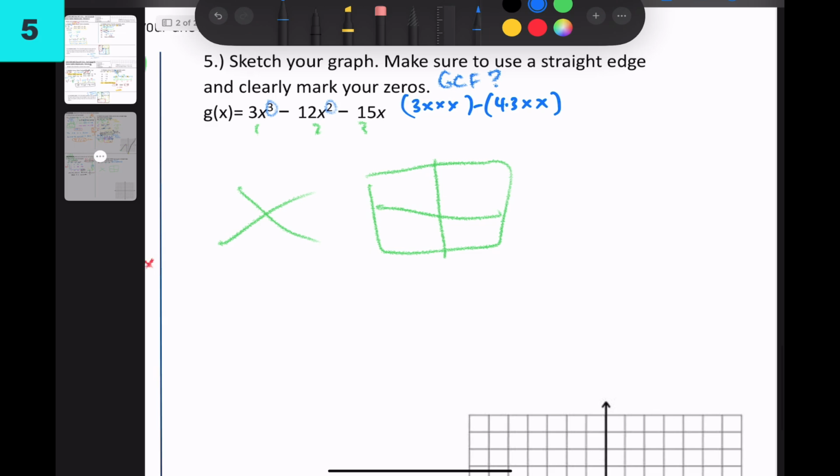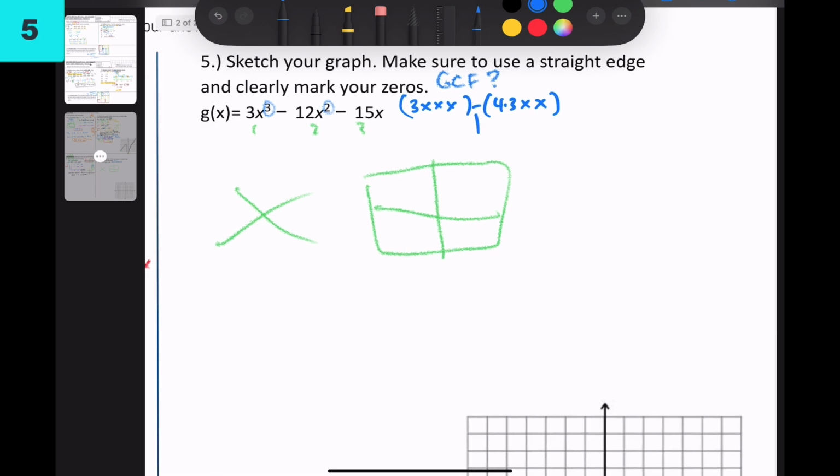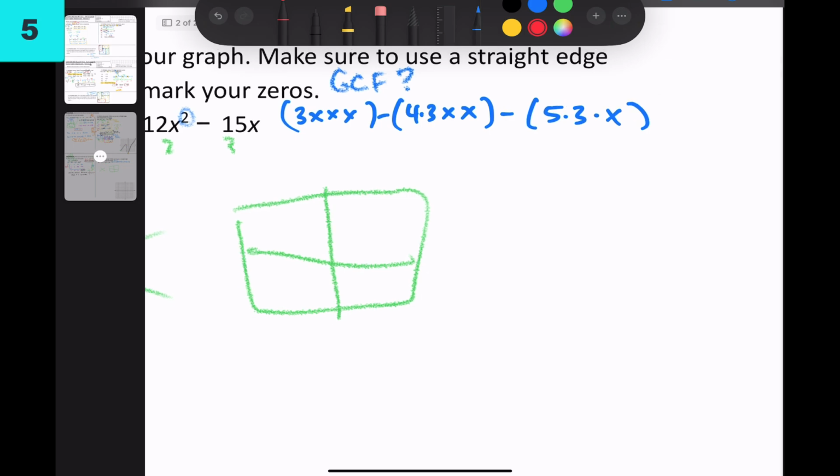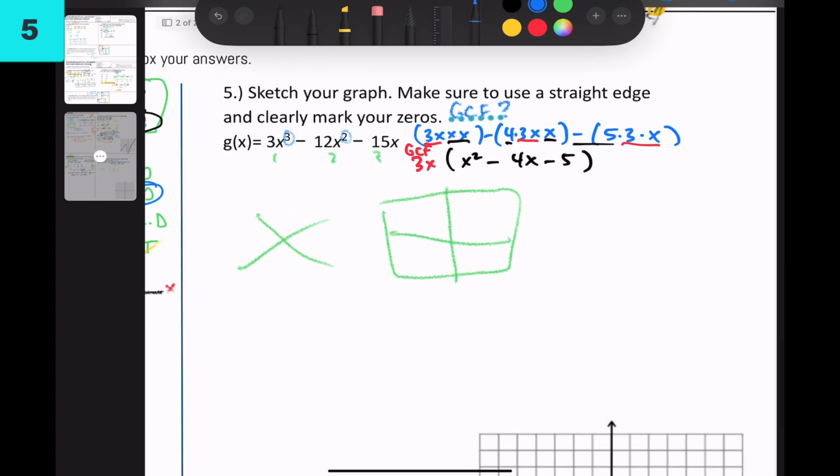Now, it's possible they all have negatives. That's when I would change that math operation to a plus and put the negative inside. That's if they're all negative or the leading coefficient is negative. This one is minus 5 times 3 times x. So it looks like they all have a 3x. So 3x is my GCF. And then x squared minus 4x minus 5. Okay, so we're going to put that over here in yellow.